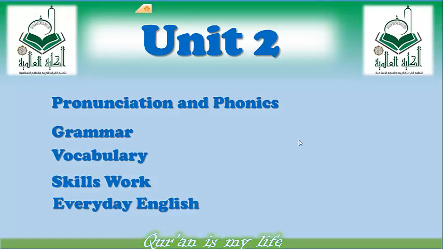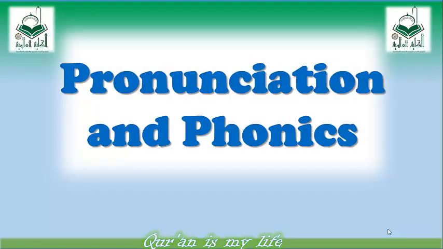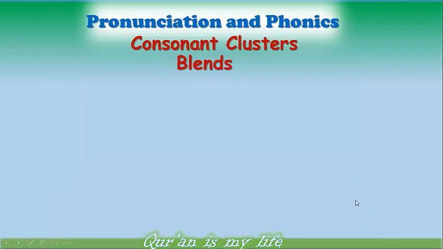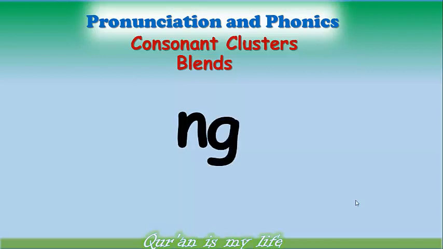As you know before, in each unit we have 5 parts: pronunciation, phonics, grammar, vocabulary, skills work, everyday English. Pronunciation and phonics. In pronunciation and phonics, this session we are going to complete the consonant clusters or blends, and we have today the blends N and G together.